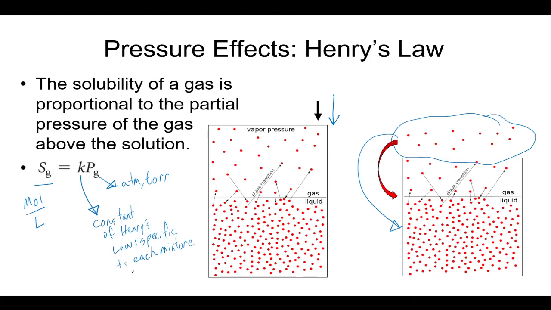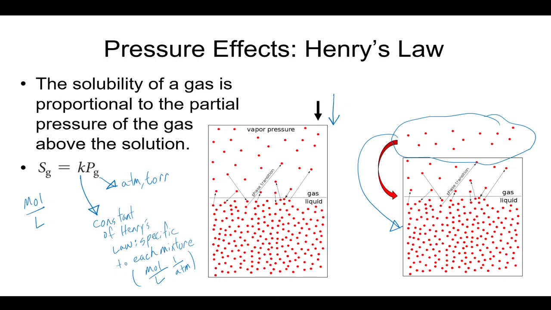So this constant will have units of moles per liter times 1 over a pressure, either atmosphere or torr, right? So that when you multiply it by this pressure, you get the units of moles per liter back out again. But each Henry's law constant depends on the mixture. So it depends if it's nitrogen mixed with water or carbon dioxide mixed with water, right? Or oxygen mixed with water. It's very specific to that solute-solvent interaction, okay?